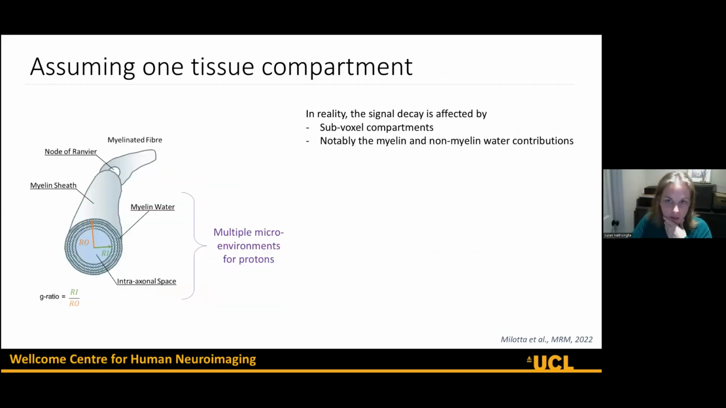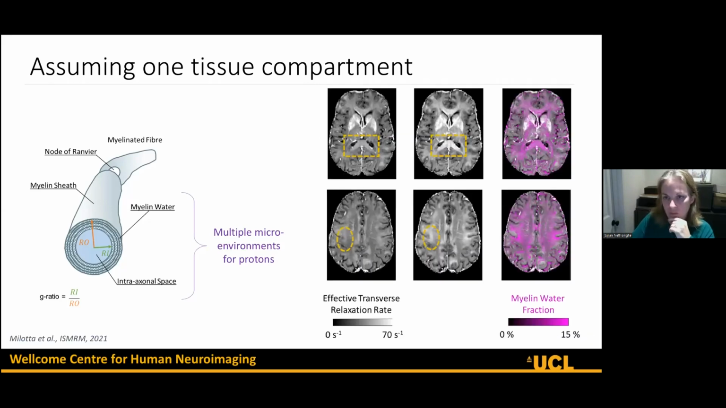So what's causing it? Well, in reality, the signal decay is going to be affected by these subvoxel compartments. And if we think of white matter and think of a myelinated fiber, then what we have is water that's sitting within the myelin sheath itself, and also water that's sitting within the axon or outside the axon. But these have very different microenvironments, and so they have very different relaxation behavior. And so as we change flip angle, our sensitivity to these different compartments changes quite substantially. So here again, I show you 2 different R2 star maps that have been computed with different flip angles and highlight regions where the R2 star is changing quite substantially.